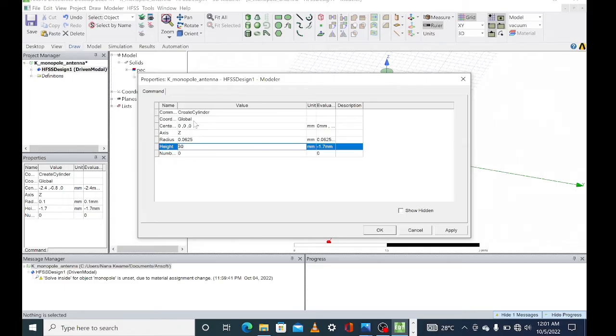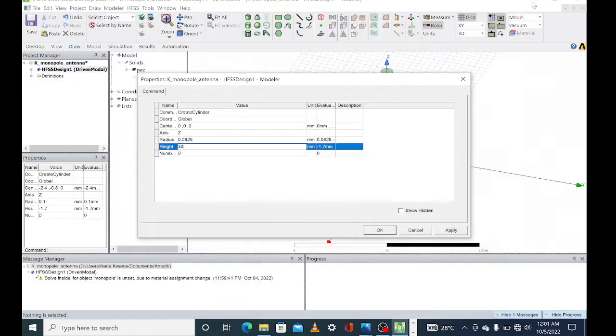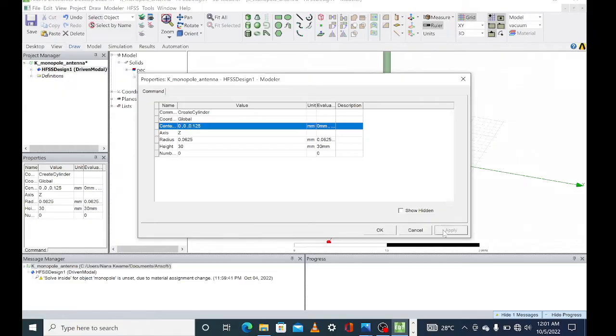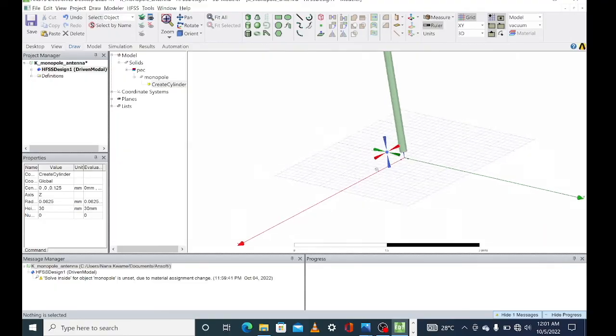But from the diagram that we saw, the monopole is lifted a bit. So that will be the length of the gap, and I already said I would use 0.125. So I would elevate my structure 0.125 from the origin along Z. After everything, let me show you how it is. See that it is elevated, right?